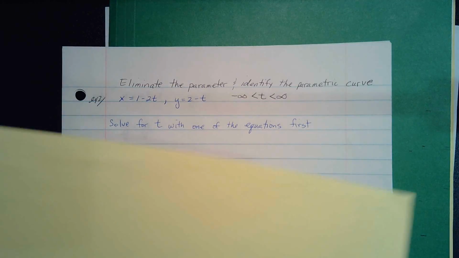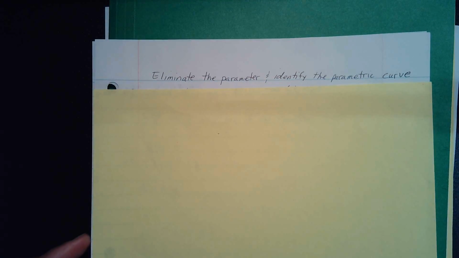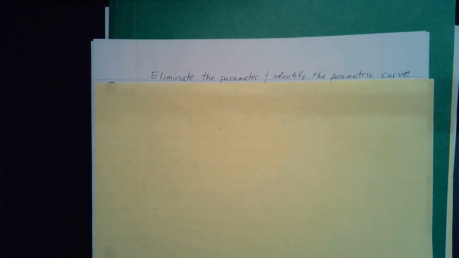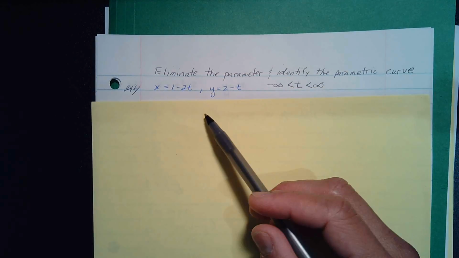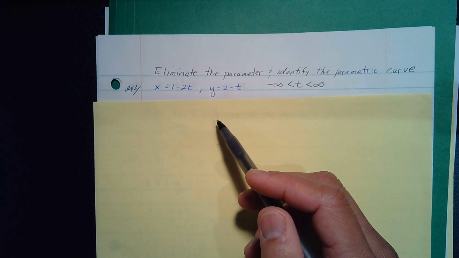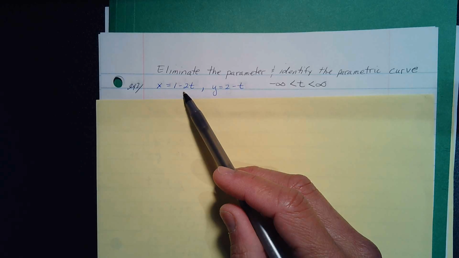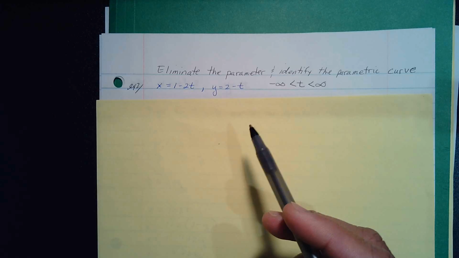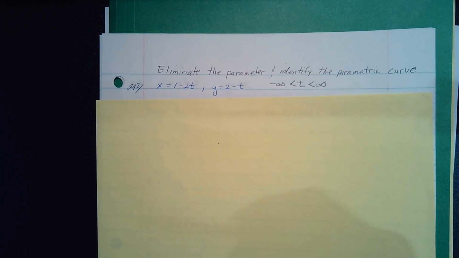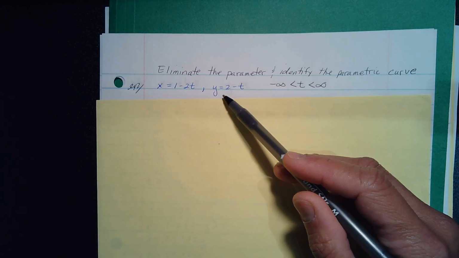Next, we want to eliminate the parameter and identify the parametric curve. So when they say eliminate the parameter, remember, we're eliminating that t value. Okay, so when we eliminate, select an equation where it's easiest to isolate t. Here we have a -2 in front of t. Here we have a -1 in front of t. Now, it doesn't matter which one you choose to go first. It'll just save you time if you analyze it first and choose the easier one. So for me, the easier one is to isolate t here.